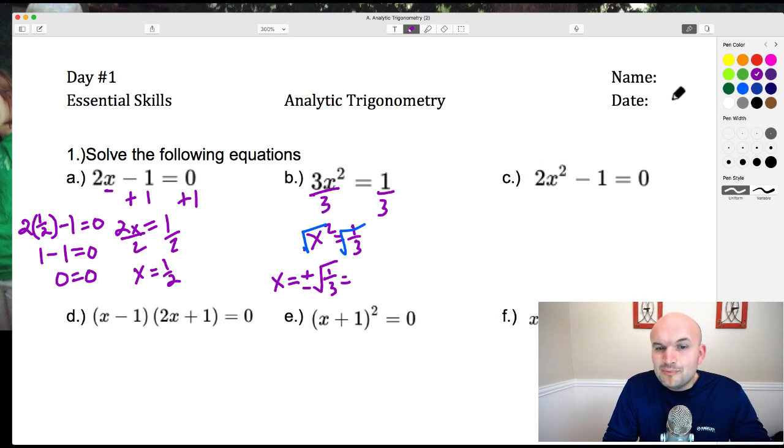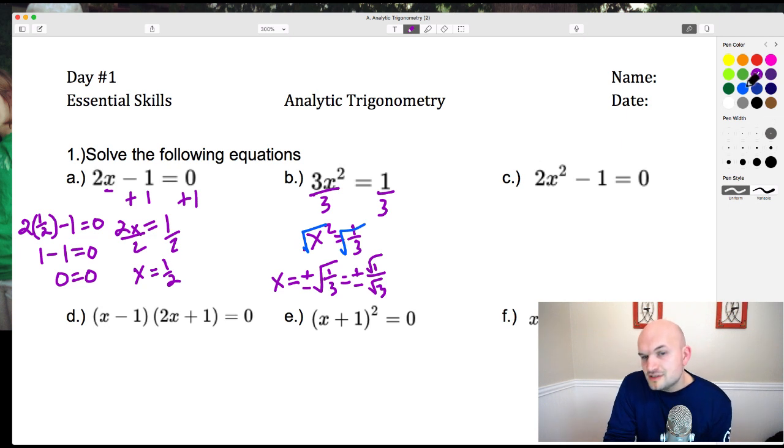As far as simplifying this, when you're looking at an answer choice, more likely than not you're not going to see plus or minus the square root of 1/3. But usually we can take the square root of the numerator and the denominator. That's going to equal the same thing. So you could say plus or minus the square root of 1 over the square root of 3. The square root of 1 is just 1. If we want to rationalize the denominator, or our teacher says there's no square root in the denominator, we're going to multiply by the square root of 3 on the top and the bottom.